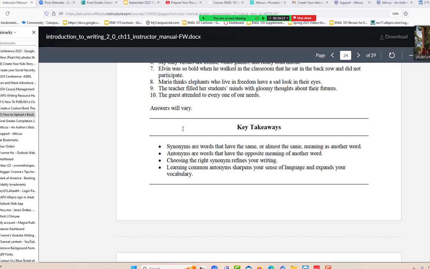Synonyms are words that have the same or almost the same meaning as another word. Antonyms are words that have the opposite meaning of another word. Choosing the right synonym refines your writing. Learning common antonyms sharpens your sense of language and expands your vocabulary.